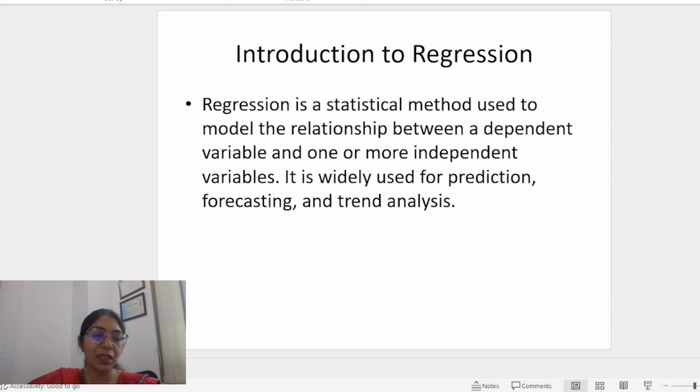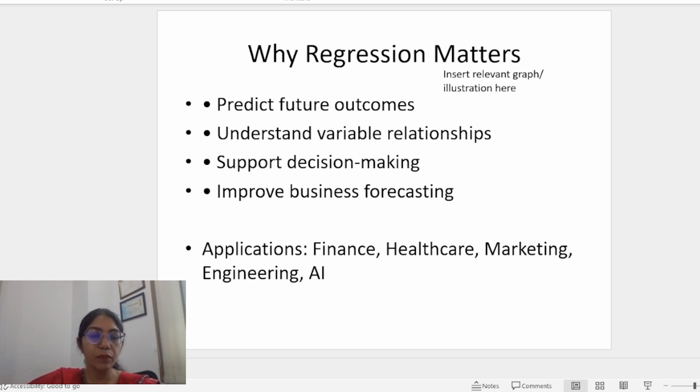So regression helps us identify patterns in data and develop mathematical models that can be used for prediction and decision making. So because of its ability to uncover meaningful relationships, regression has become a fundamental tool in data analysis and machine learning. So, why regression matters?